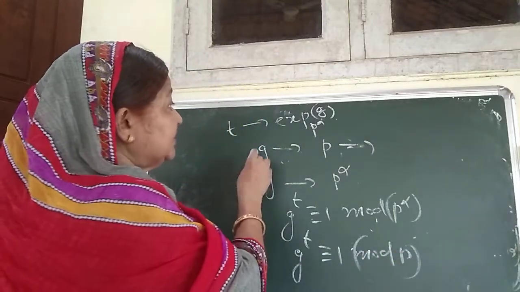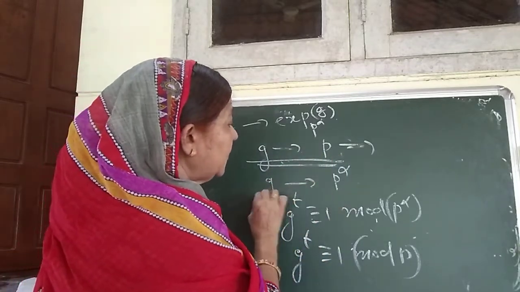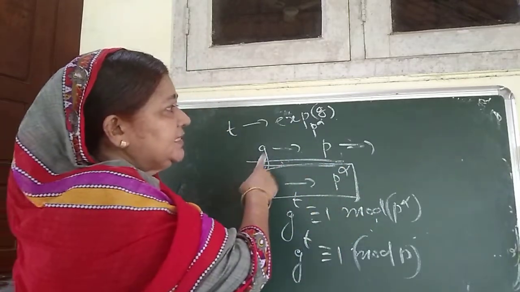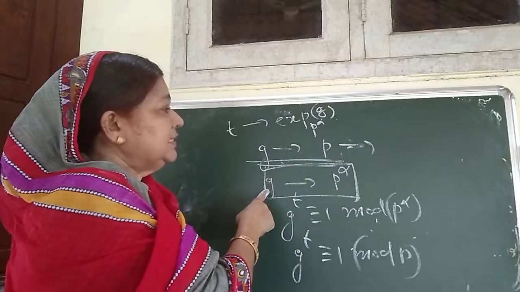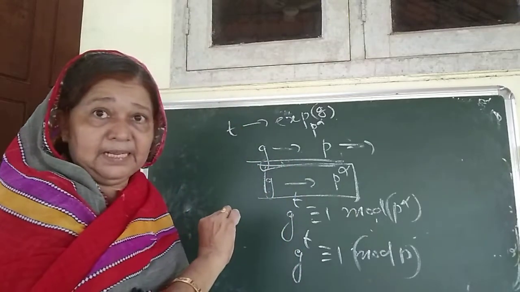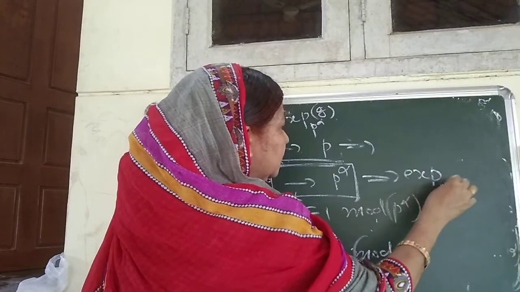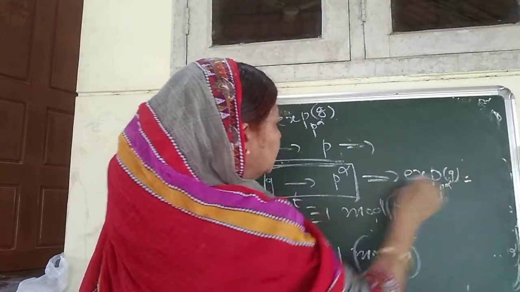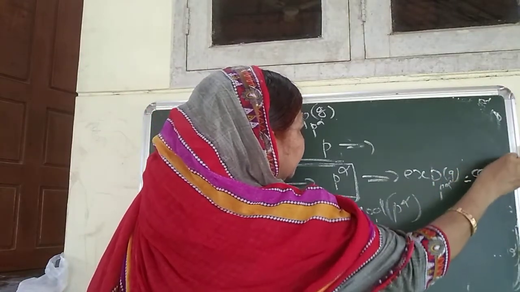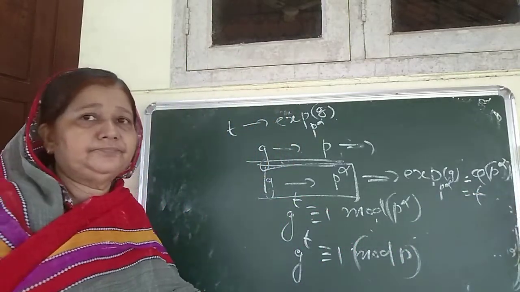But we are given that g is the primitive root. We have to show that g is also a primitive root for p raised to alpha. That is what the theorem states: if g is the primitive root of p, then g is the primitive root for p raised to alpha. If g is the primitive root of p raised to alpha, we know the exponent of g equals phi of p raised to alpha, or t equals phi of p raised to alpha.